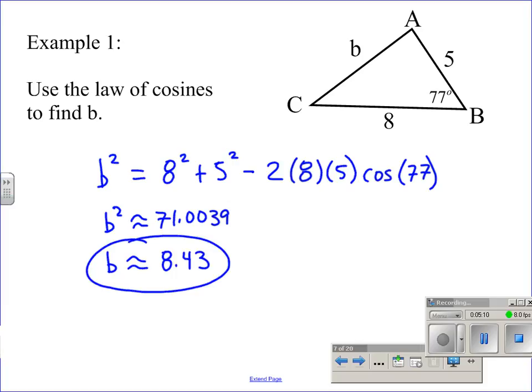And so there we go. We have now used the law of cosines to find the value of b in that case. This is something we would not have been able to do without the law of cosines, because we don't have a right triangle here. This is an oblique triangle.